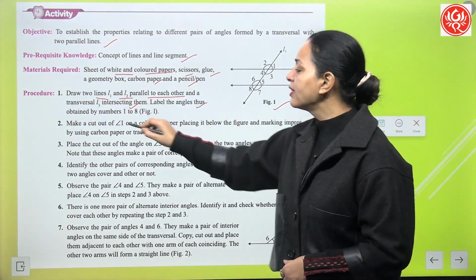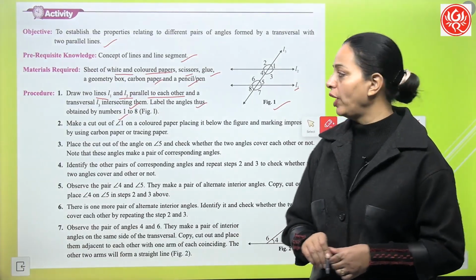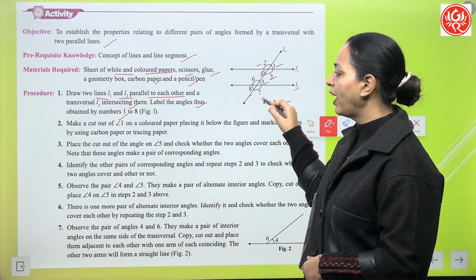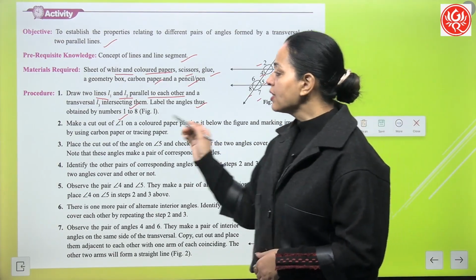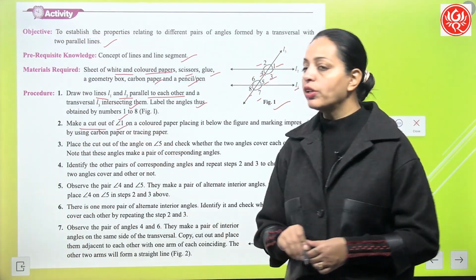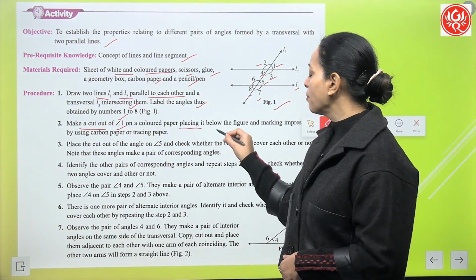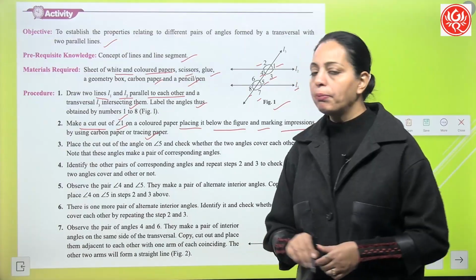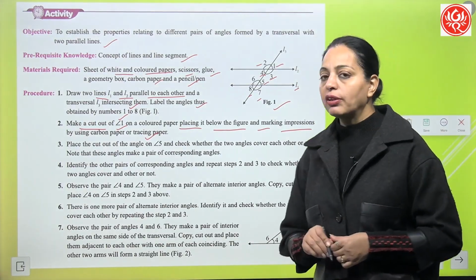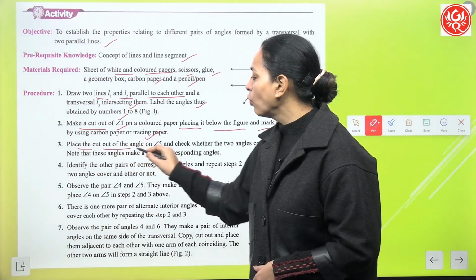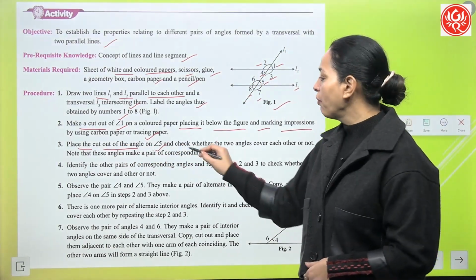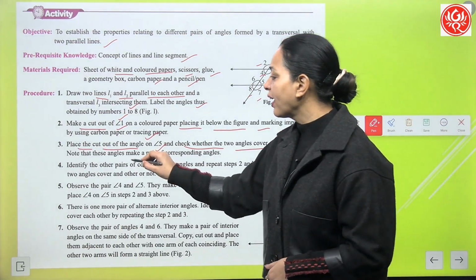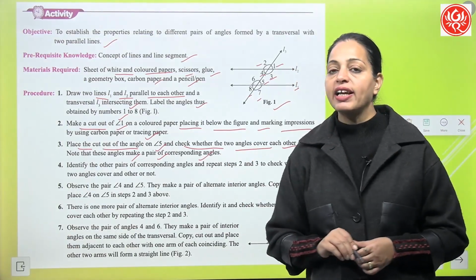Now label the angles thus obtained by numbers 1 to 8. Now we are getting 8 angles, 1, 2, 3, 4, 5, 6, 7 and 8. Now the second step: make a cutout of angle 1 on a color paper, placing it below the figure and marking impressions by using carbon paper or tracing paper. Now the third one: place the cutout of angle 5 and check whether the two angles cover each other or not. Note that these angles make a pair of corresponding angles.